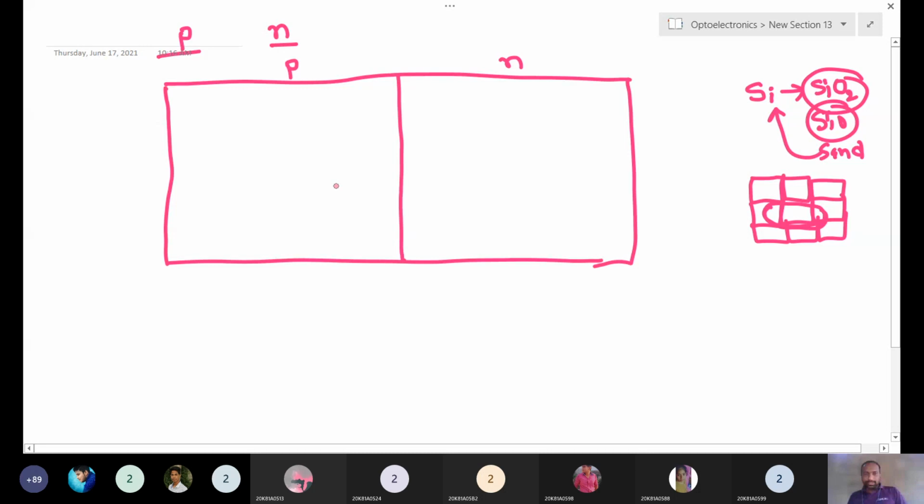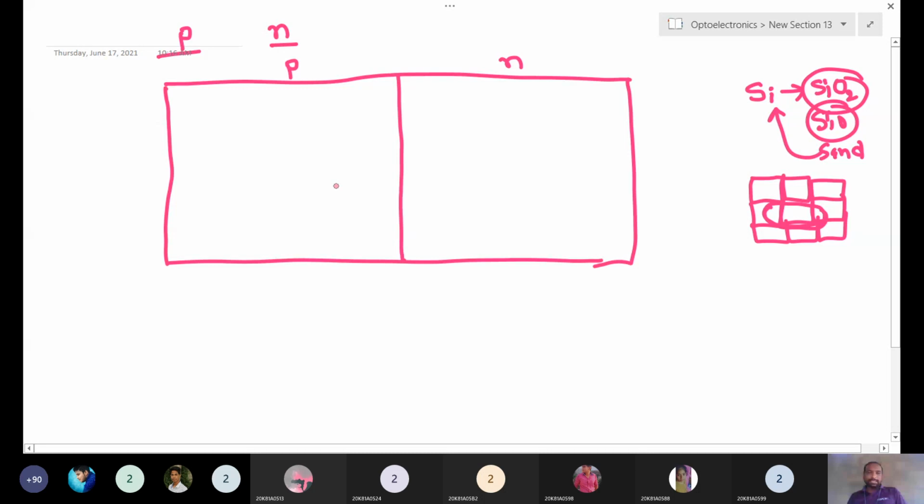The p-type semiconductor is connected to the negative terminal, and the positive terminal is connected to the n-type semiconductor. That is the reverse bias condition. Because of this, electrons are attracted towards the positive potential of the battery, and holes are attracted towards the negative potential. Because of this, the depletion width increases.